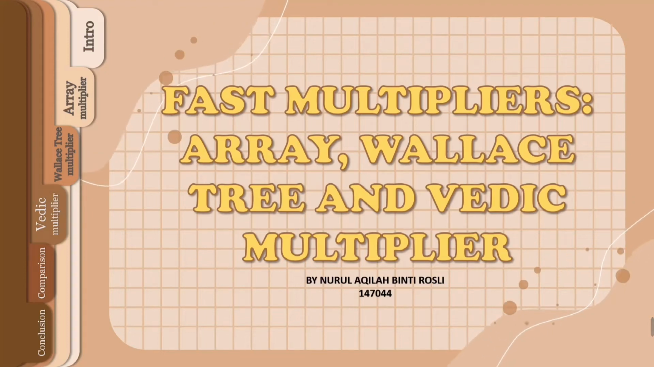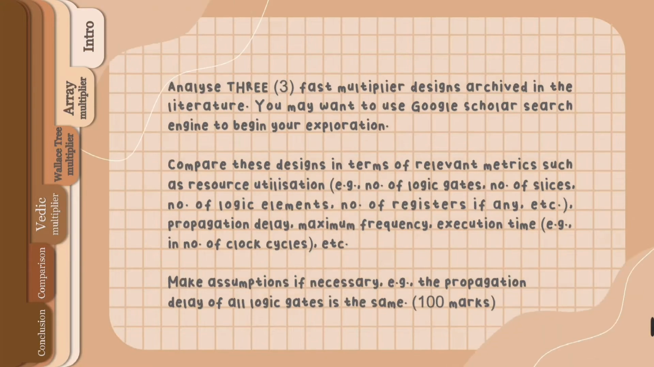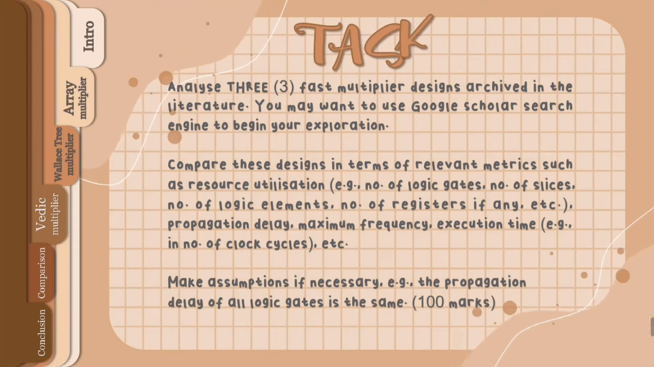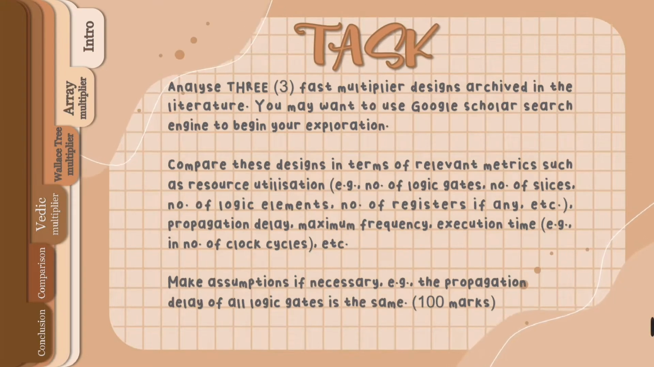Assalamualaikum and hi everyone. In this video, I'm going to present about three types of fast multipliers, which are array, Wallace tree, and Vedic multiplier. This task asks us to analyze three types of fast multipliers and then compare them in terms of relevant metrics.